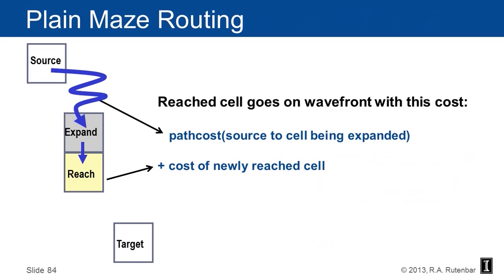So let's look at plain maze routing. We know how this works. We expand from the source. We get to a cell, we expand it, we put it on the wavefront, we pull it off the wavefront, and we expand that cell. So that cell is gray here, and there's a big sort of squiggly blue line that says we got here somehow. We're expanding the gray box, we're reaching the yellow box located underneath it. What does it cost to reach that cell? And the answer is the path cost of the source to the cell being expanded and the cost of the newly reached cell. And that's how it goes on the wavefront. Path cost plus cell cost.